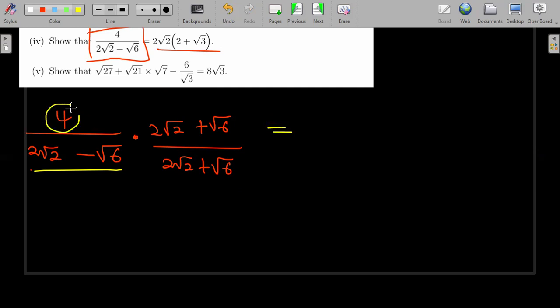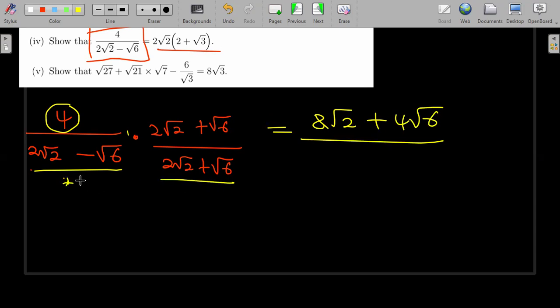Now I multiply 4 by this whole thing on top. I get 8 root 2 plus 4 root 6, divided by these two expressions, which are conjugates of each other. We said if they are conjugates of each other, we can always use a shortcut to multiply them. We multiply the first term with the first term, and then minus the second term multiplied by the second term. When we multiplied the first terms, we got 8. When we multiply root 6 and root 6, we got 6.